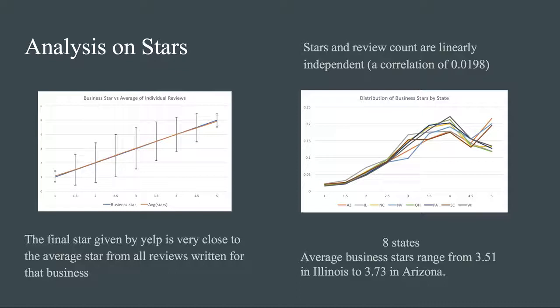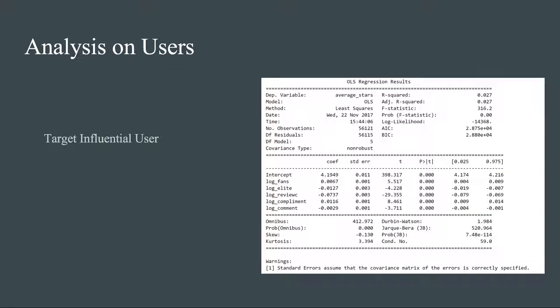Our second step is to identify correlations. Stars and review count has a correlation of 0.0198, so we conclude that stars and review count for a business are independent. Third, we studied difference in star rating based on location. We calculated average star rating for 8 states where the number of businesses is greater than 200. As you can see from the graph on the right, average stars range from 3.51 in Illinois to 3.73 in Arizona.